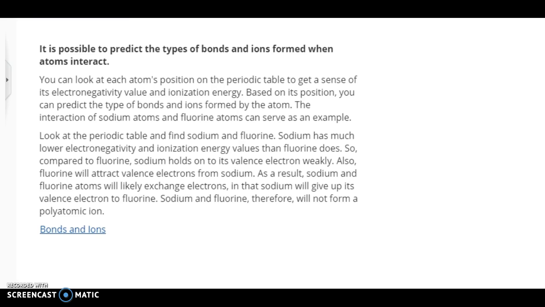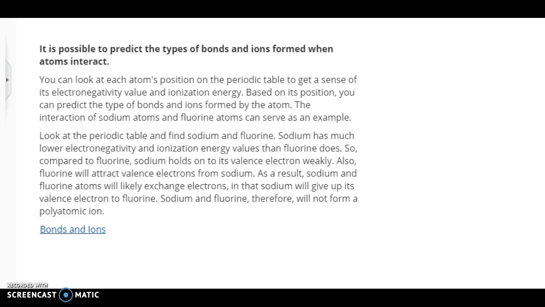It's easy to predict the type of bonds and ions formed when atoms interact. You can look at each atom's position on the periodic table to get a sense of its electronegativity value and ionization energy. Based on its position, you can predict the type of bond and ions formed by the atom. The interaction of sodium atoms and fluorine atoms can serve as an example. I would prefer chlorine because then it's table salt.